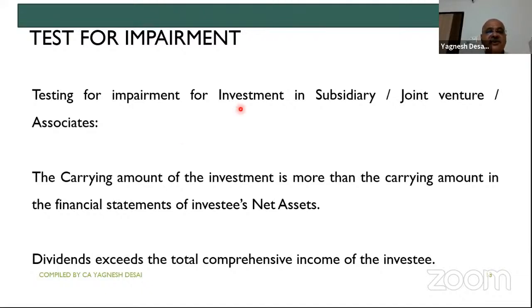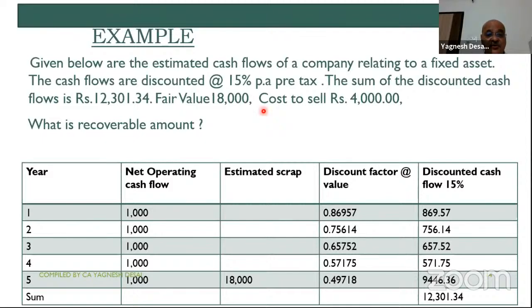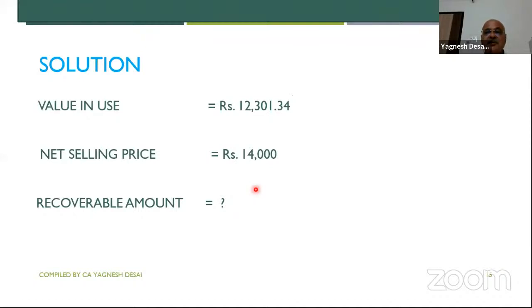Okay, sir. So this is nothing but the value in use. Okay, this is value in use. So again, now there's a small equation here. Value in use is 12,301, the fair value is 18,000 and the cost to sell is 4,000. So fair value less cost to sell is 14,000. So what is my recoverable amount? The answer is very simple, but still I would like to hear from you.